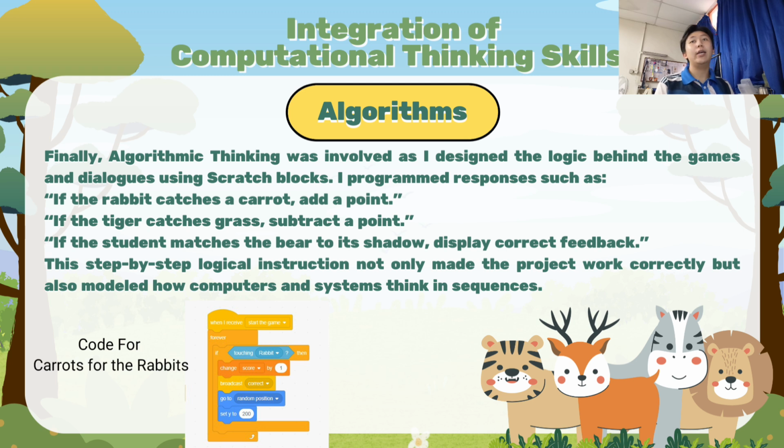The second Scratch block is: if the tiger catches the grass. You may know that the tiger is a carnivore. They do not eat the plants, they do not eat the grass. So because they are carnivores, they will subtract a point. If the students match the bear to its shadow, display correct feedback. This step-by-step logical instruction not only made the project work correctly, but also models how computers and systems think in sequence.